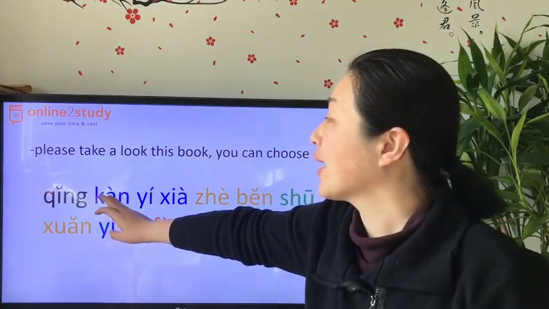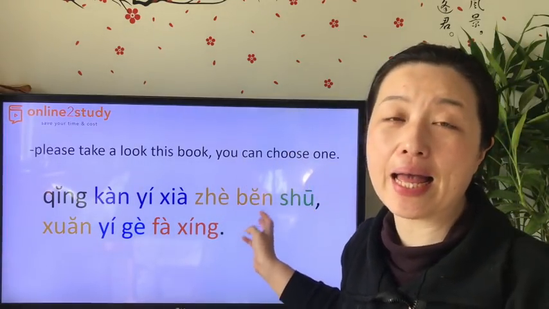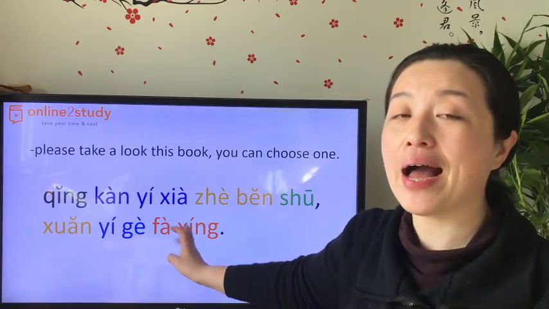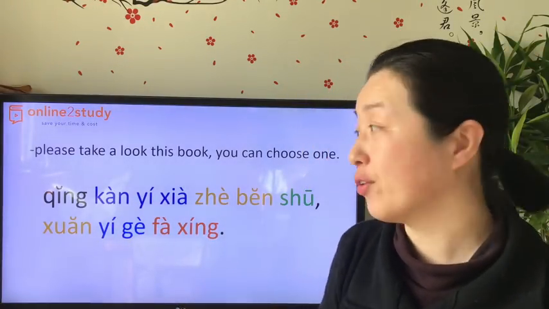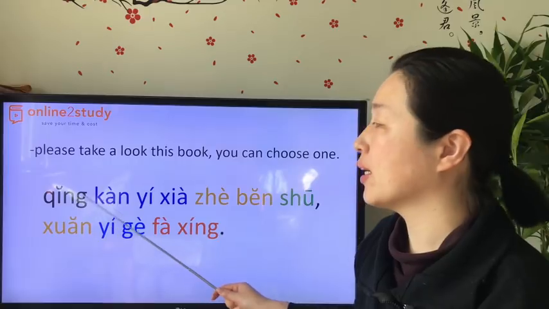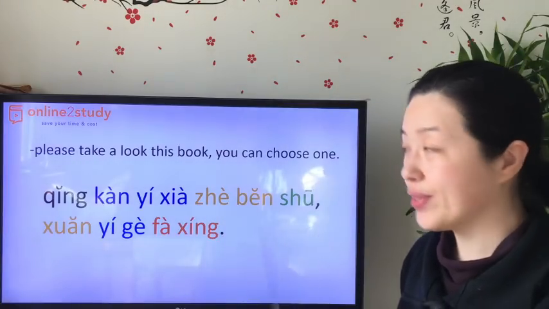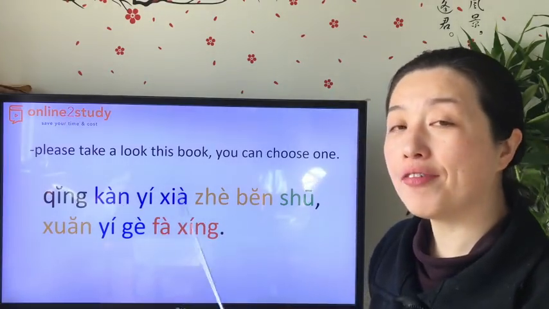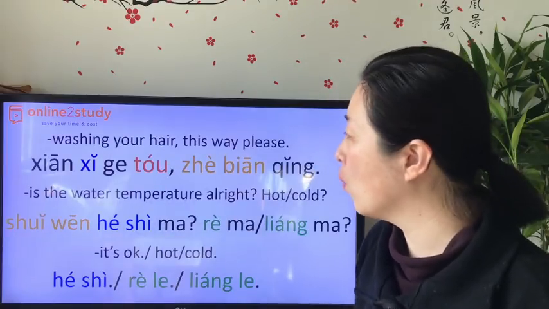Please is 请看一下. 请看一下这本书. Book is 书. And choose is 选, 选一个发型. 选 is choose, 一个 is one. 选一个发型, very good, very long, right? So we can repeat, we can select, and then we speak. 请看一下这本书, 选一个发型. Wow, so long.